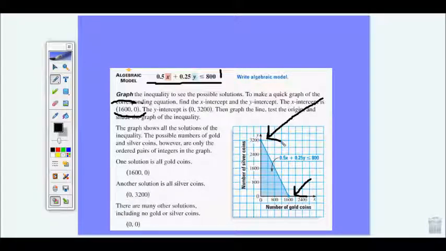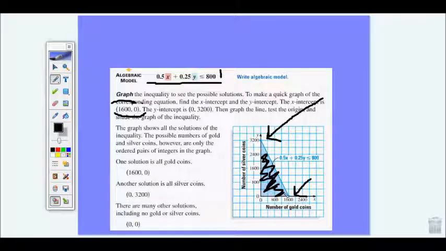Okay, so now with that quick graph, I can create my line there. It's a solid line because it includes equal to. And then I'm going to test and see if 0, 0 would be part of that. So if I put 0 in for x and y, I would have 0 is less than or equal to 800, which is true. So that means any of the points in this light blue shaded area here, any of those combinations would be true for those coins.